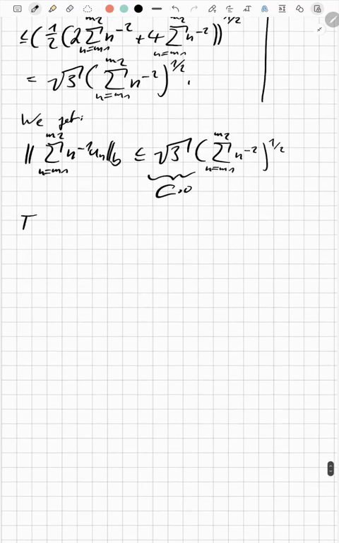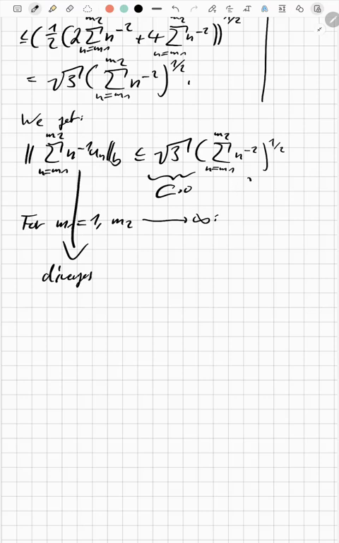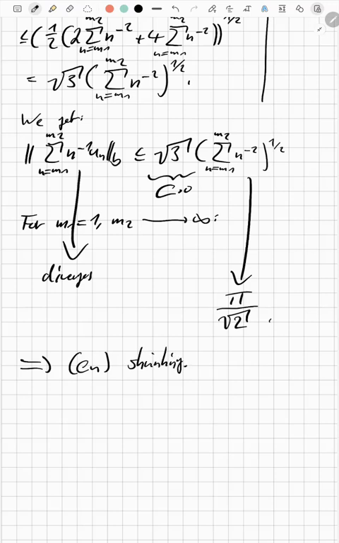So this is our contradiction, because for m1 equal to 1 and m2 going to infinity, how do I write this? This thing diverges, and this thing right here converges, and it actually converges to pi over square root of 2. Isn't that a beautiful number? Well, whatever. It's what we wanted. We get that E_n is shrinking. And we are finally done with this mega proof of this central theorem.